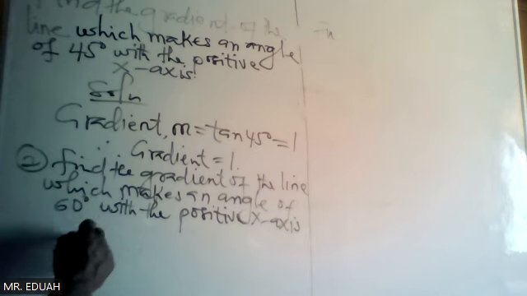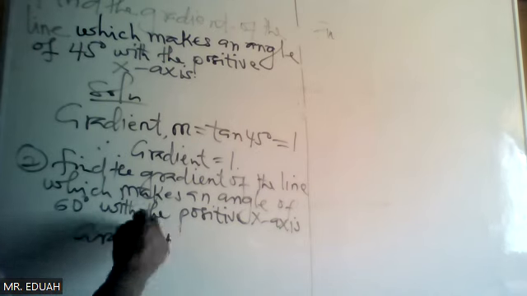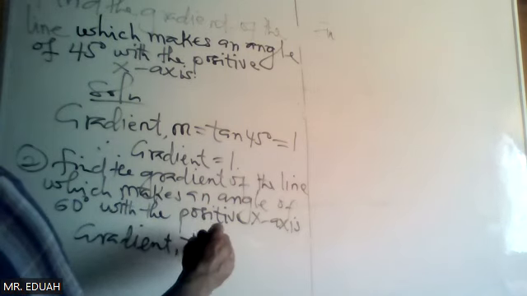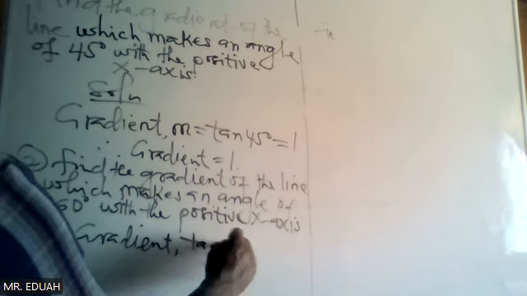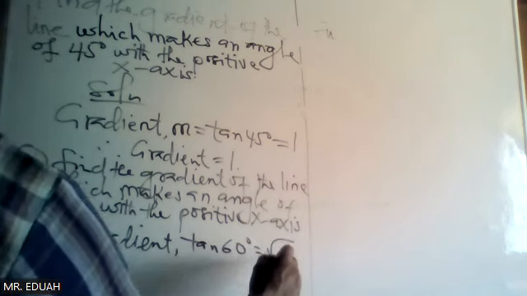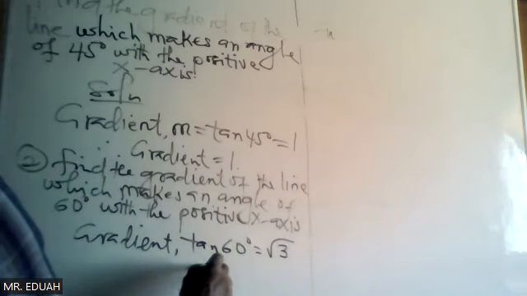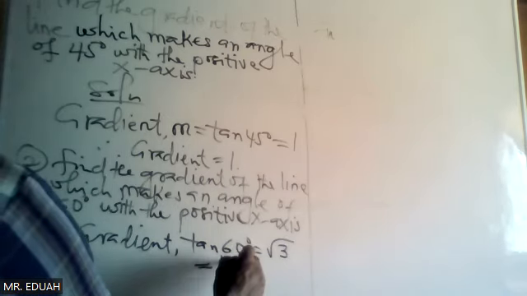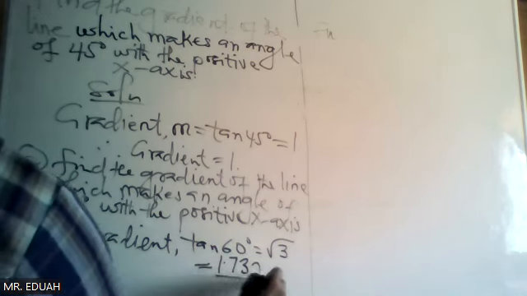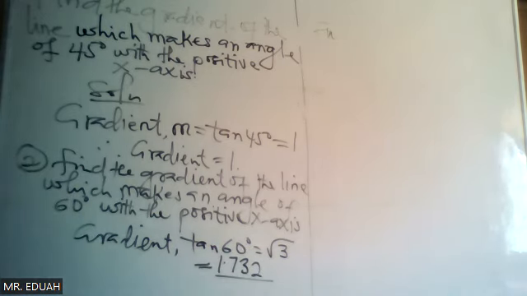Okay, that's correct. So that is the tan of the angle the line makes with the positive x axis. So the gradient will be equal to tan 60 degrees, which is equal to root what? Root 3, right? And then root 3 is equal to 1.732. Okay, so your answer is correct.